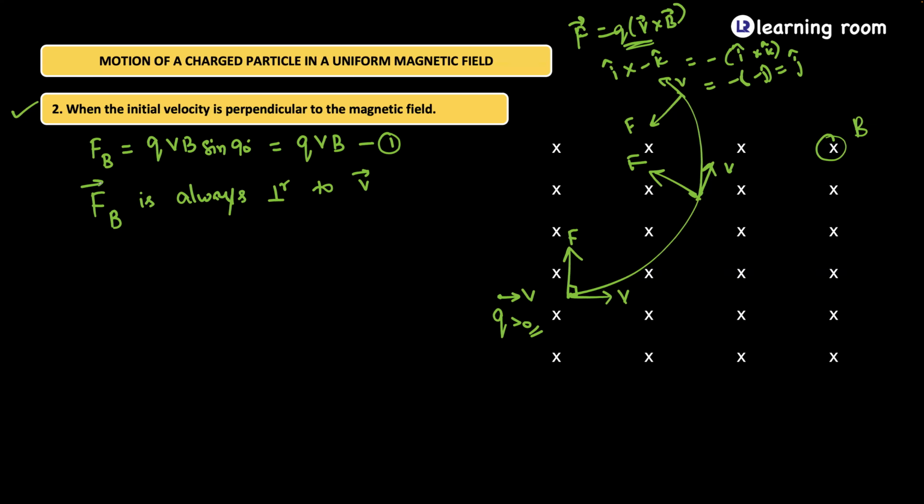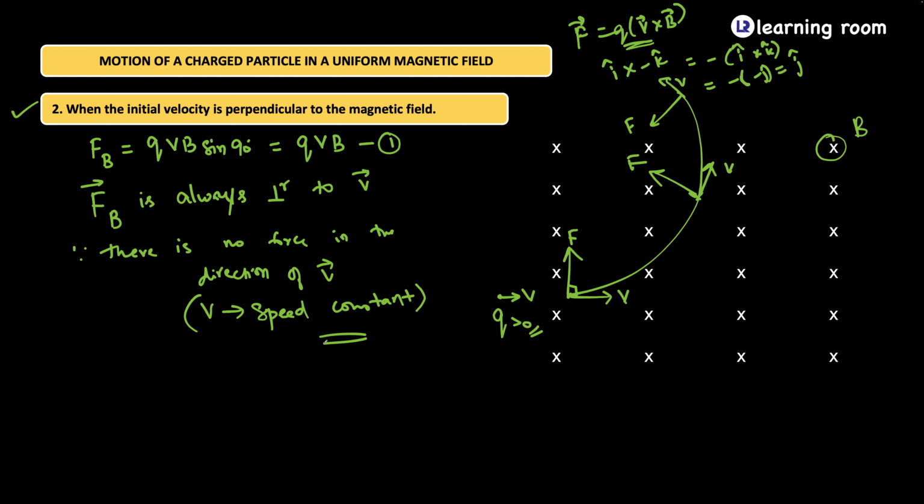Okay, since there is no force in the direction of the v vector, what is that we can conclude? Speed of the particle is always a constant. So what is that we can conclude from this? Force is always perpendicular to a constant velocity. What is happening? Force is always perpendicular. See, force is always perpendicular to velocity is okay, but force is always perpendicular to constant velocity in this scenario.